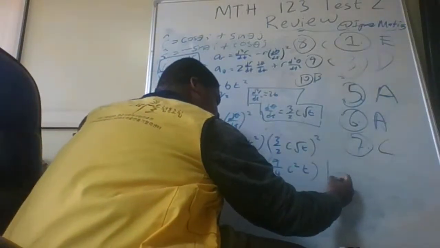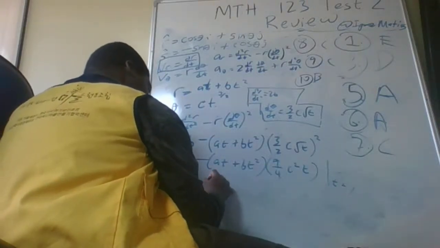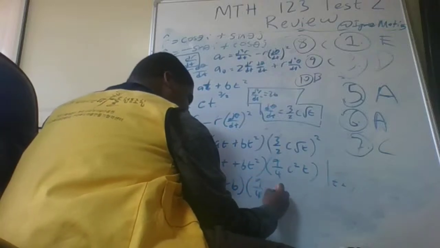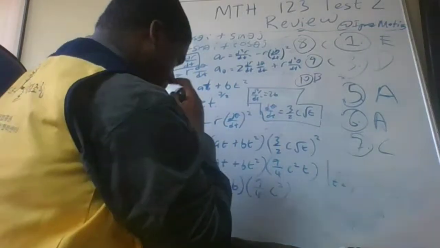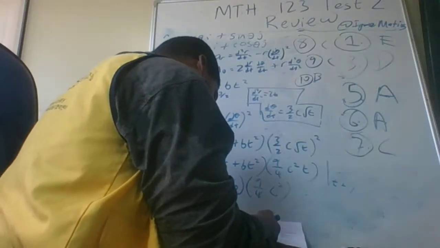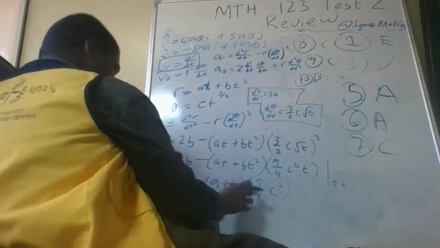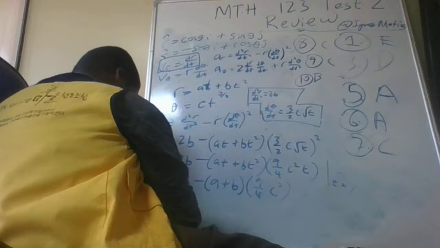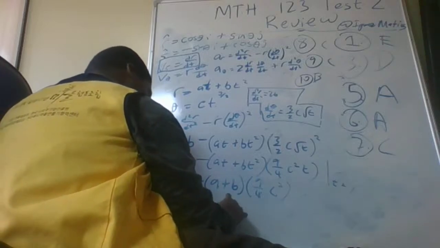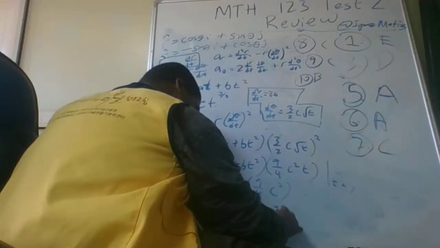So this is all when t is equal to 1. When t is equal to 1, this is equal to 2b minus (a + b) times 9/(4c²). You can factor out 9/(4c²) from both sides, or in this case, they factor out only 1/4. So let us factor out 1/4 from both sides. So we have 1/4 times [8b minus (a + b) times 9c²].